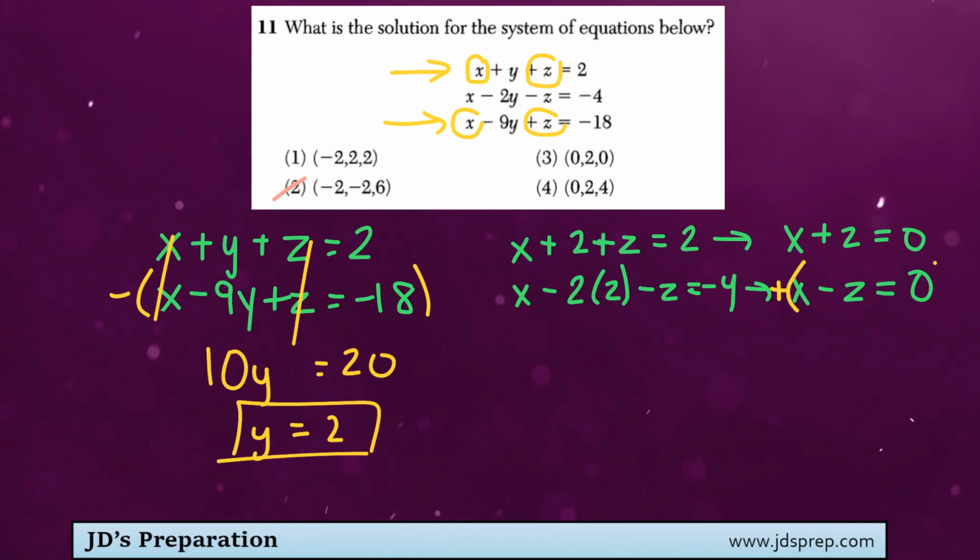If we add them together, our z's will cancel out, and we would have 2x being equal to 0, which of course just means that x has to be equal to 0. That now eliminates option number 1.